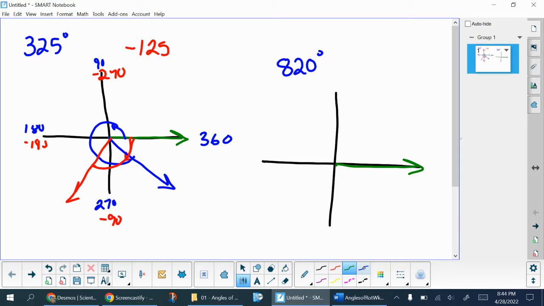And so when I go to graph this one, since it's positive, I'm going this way. So 1 full revolution, 2 full revolutions, that's 90. So I know I'm just a little bit past there. So that right there would be about 820 degrees.